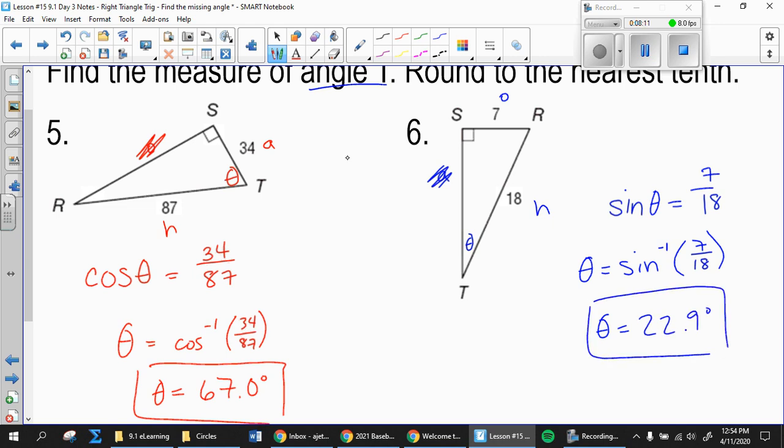Again, I know that this angle here, this angle T, has to be smaller than angle R just by looking at it and by seeing that ST is longer here. And I would find that if I actually found this side here.